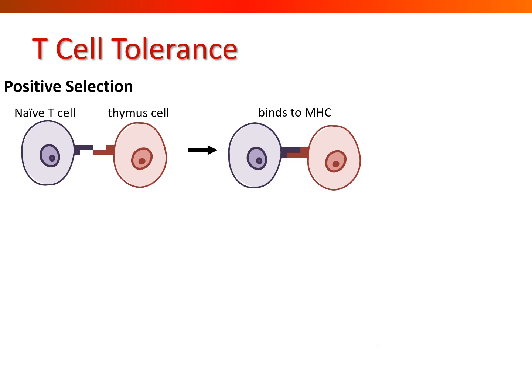Now, if at this point the naive T cell fails to recognize that receptor, then that's considered a fail, and that cell will be destroyed.